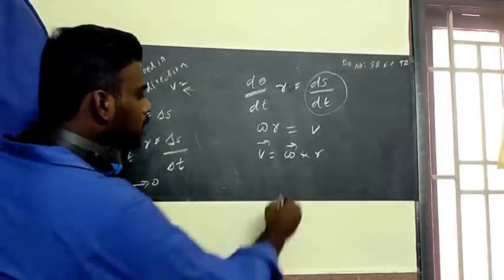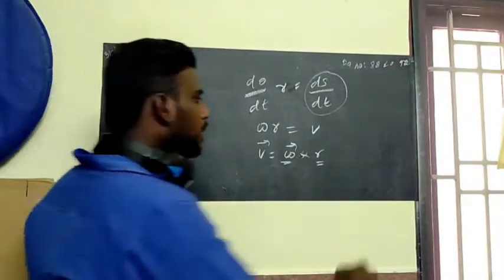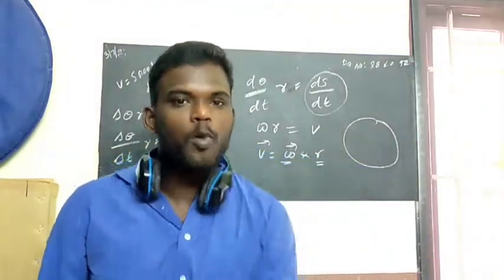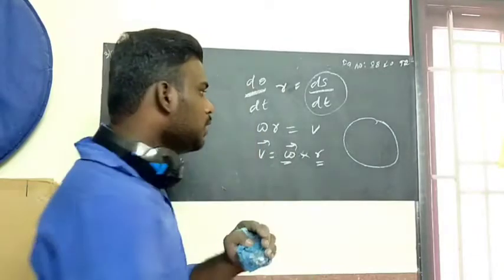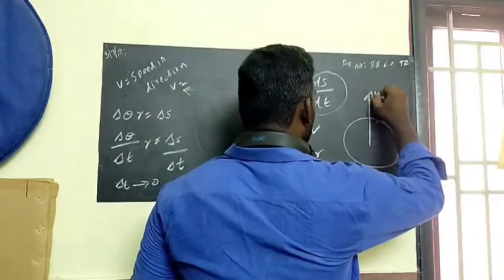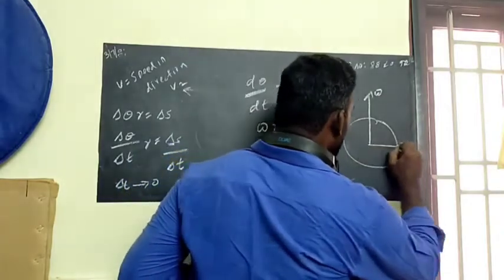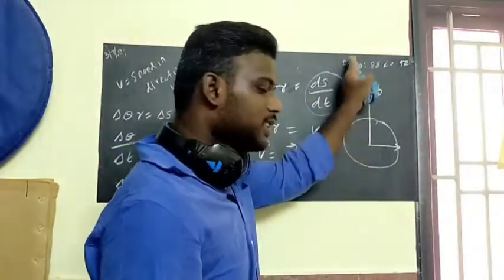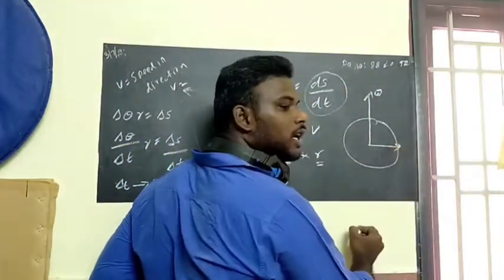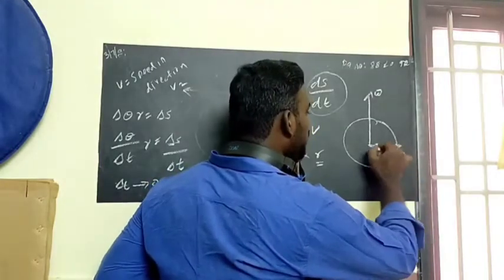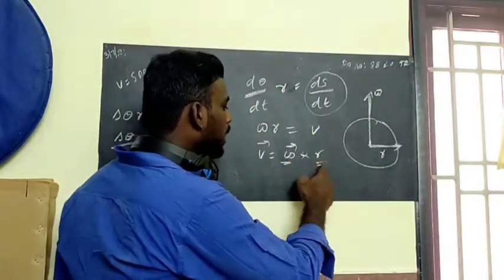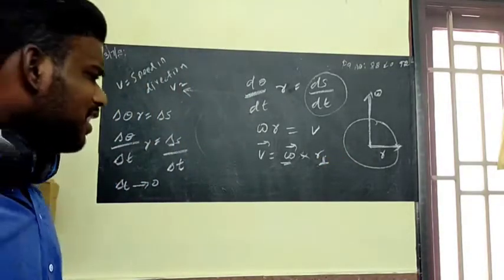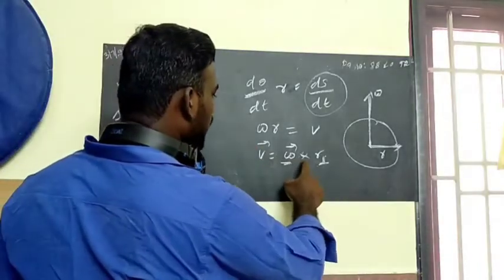Here omega and r are perpendicular, because if you take any circular path, the orbit is rotating about some fixed axis. So the direction of omega is along this direction, and r will be perpendicular to that angular velocity. This is the direction of angular velocity. We are choosing some point, so that is the r distance. It is perpendicular to the angular velocity. So omega and the r vector are perpendicular. Is that clear? So v is equal to omega into r.